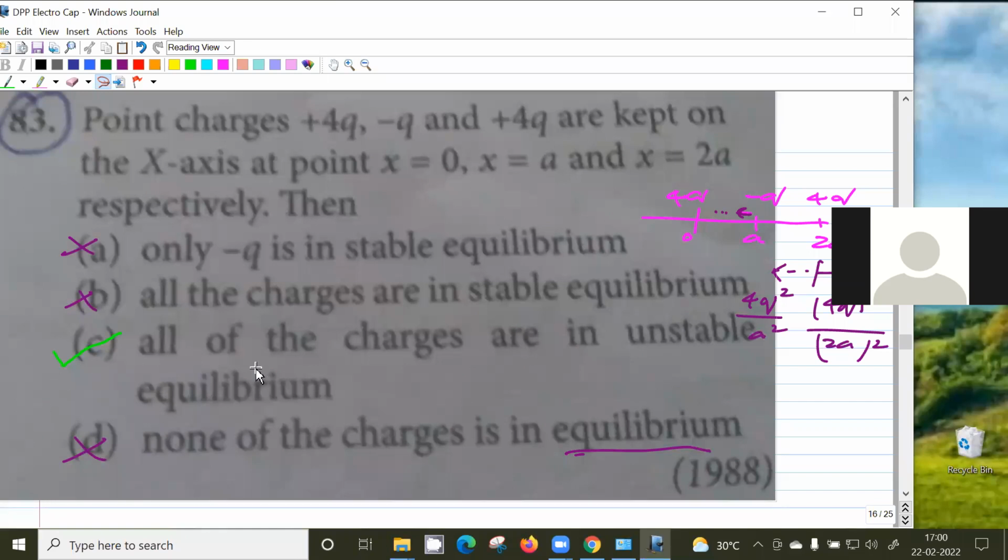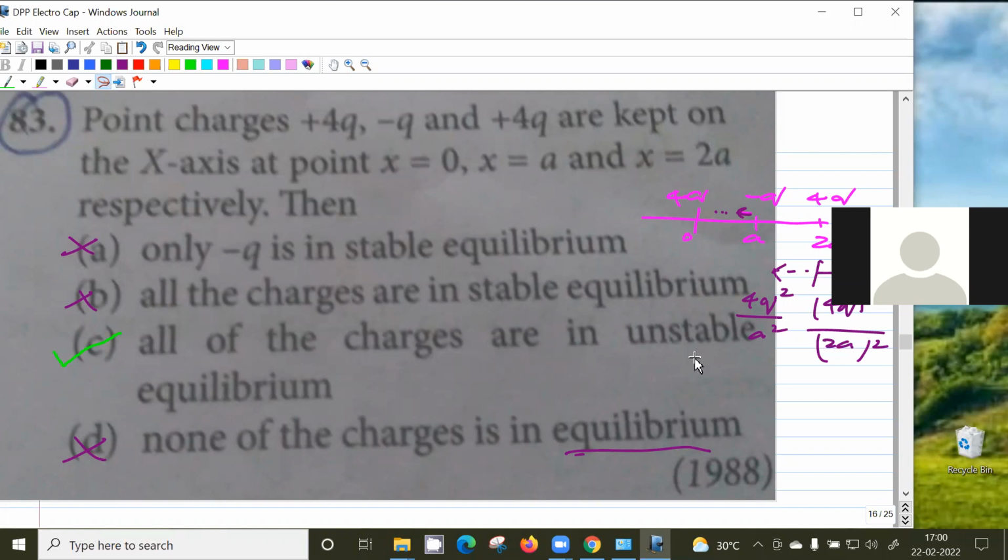Is 4Q also unstable equilibrium? Yeah, all are unstable equilibrium. And all the charges are in equilibrium. Equilibrium in the sense the net force is zero. Unstable equilibrium is, from that equilibrium position, if you disturb it a little bit, it will lose its equilibrium. It will not come back to its original position.